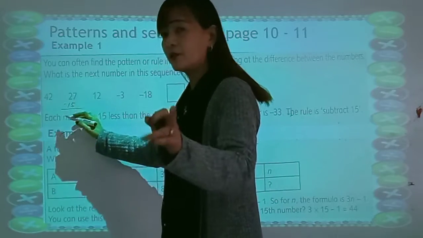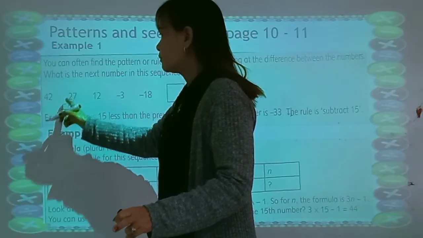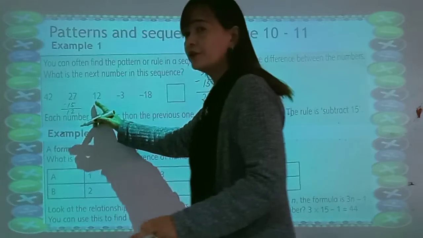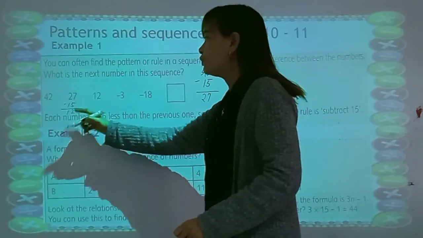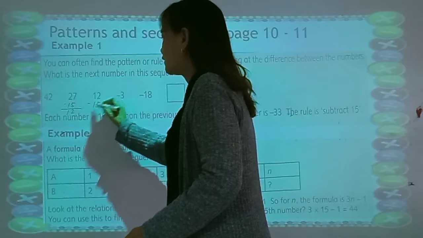7 minus 5 is equal to 2. Very good. 2 minus 1 is equal to 1. Therefore, the third term is 12. From 12, we need to subtract it by negative 15.